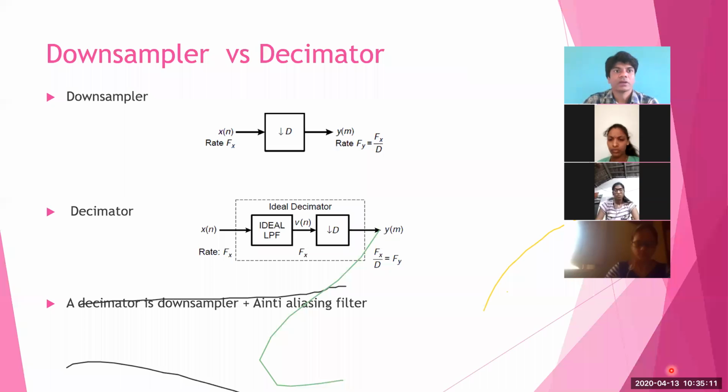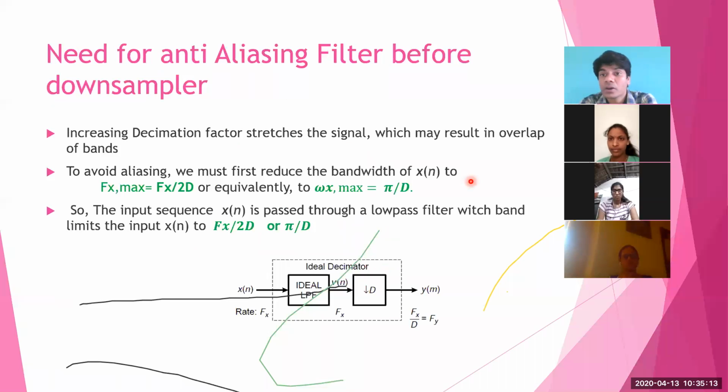Next, again, this is an important question. It has been asked many times. What is the need for the anti-aliasing filter? Just now I told you that whenever we perform the decimation operation, the spectral components stretch in the frequency domain. As they go on stretching, there is a chance of overlap. So to prevent that overlapping from occurring, we have to take precautions here.